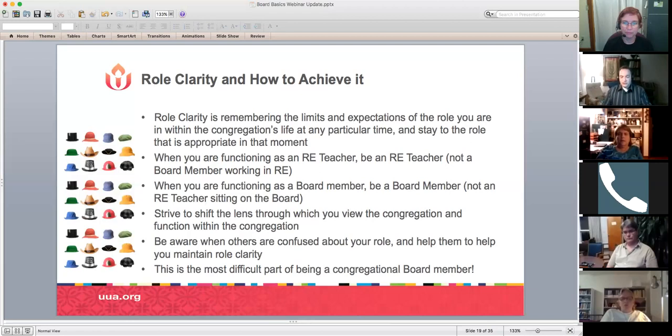Be aware when others are confused by your role and help them to help you maintain your role clarity. That's the piece I mentioned: it's usually pretty good to ask people, hey, can I just be an RE teacher right now? I'd be happy to talk to you about that thing you're mad about with the board later. I'm teaching the class at this moment. And usually they're okay with that. I think this is the most difficult part of being a board member of a congregation: maintaining this role clarity, keeping the lens of which role you're in at any particular moment. So, next slide.